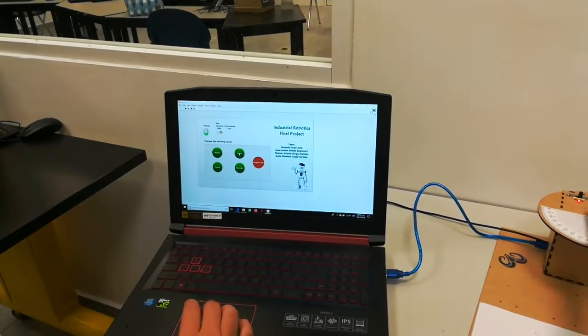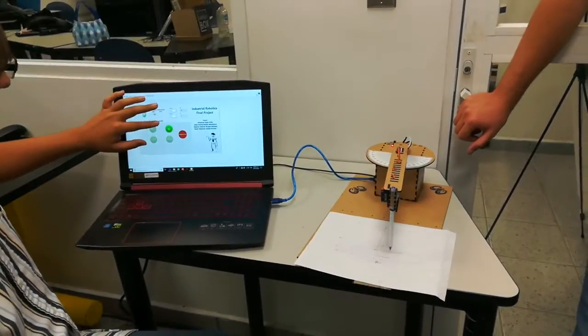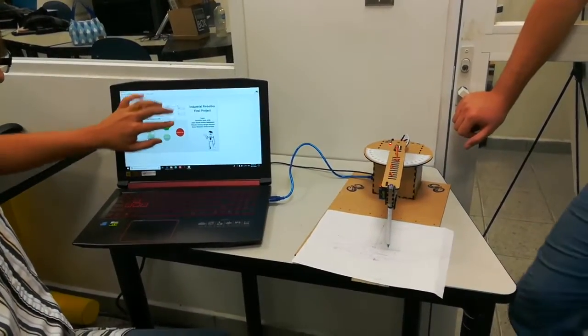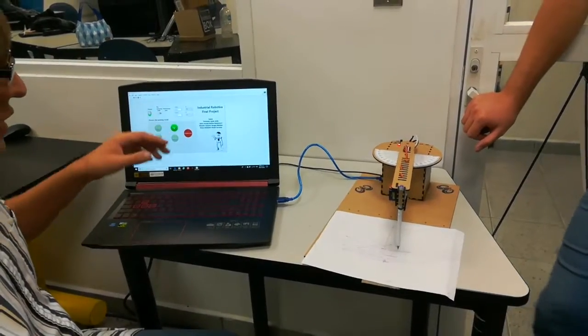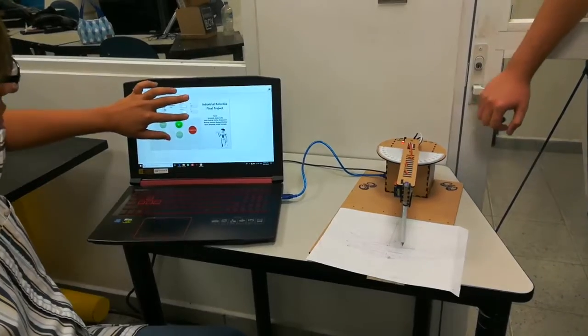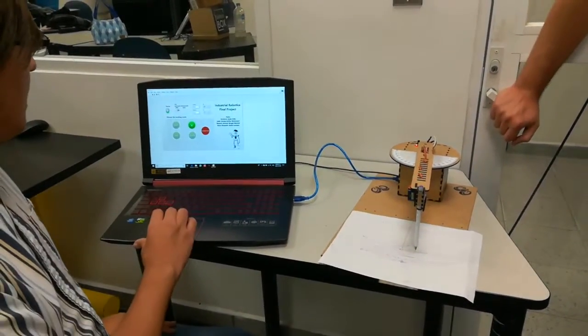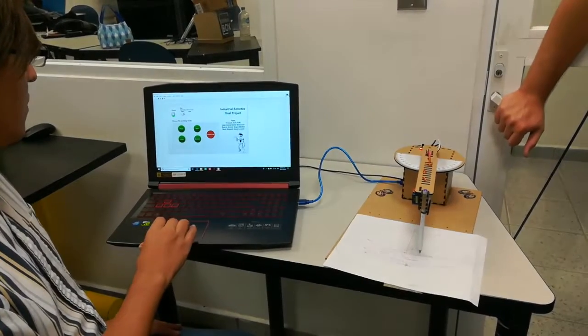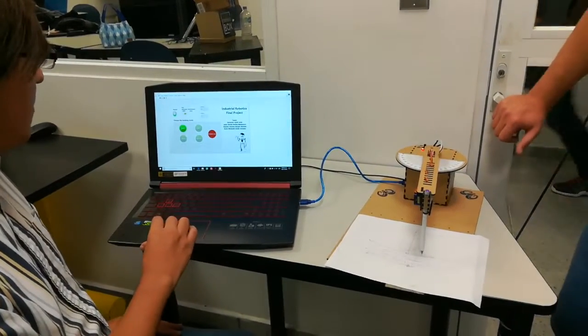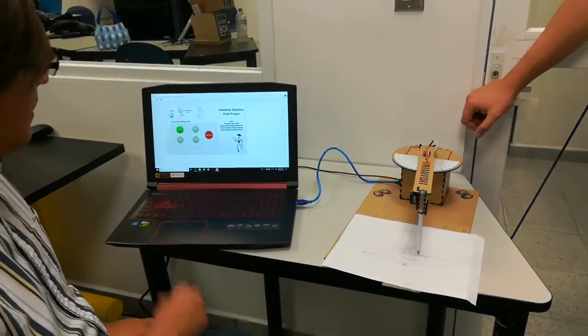When I select the direct mode, again the degrees are shown in here, and the point of the final effector is shown in here between the axis X and Y. Also, to move the pen, we have to be in manual mode and turn the pen on or off.